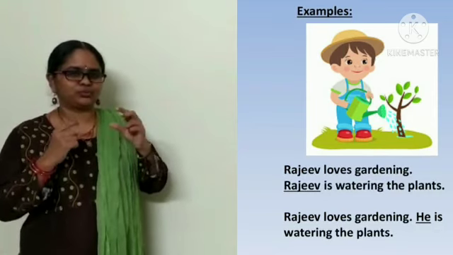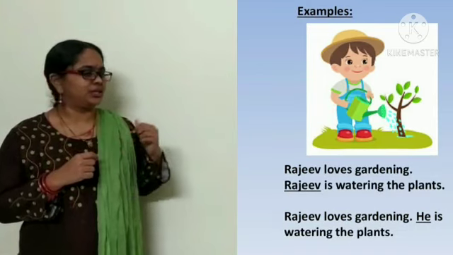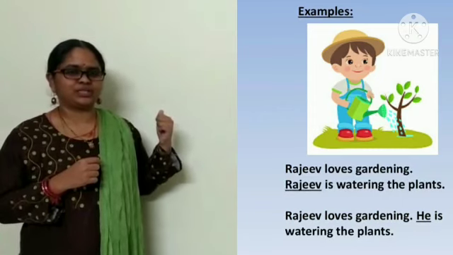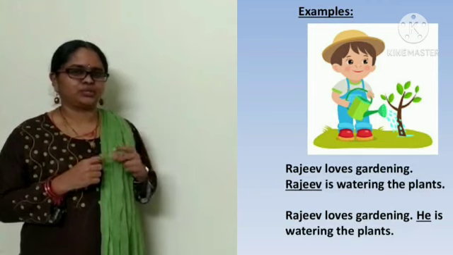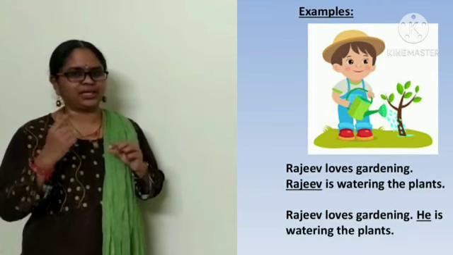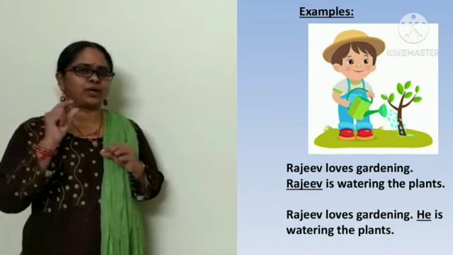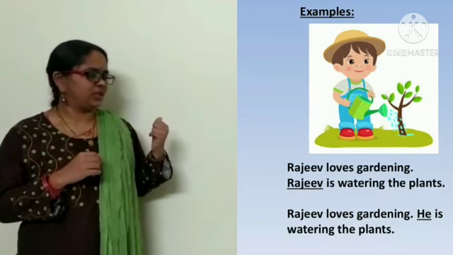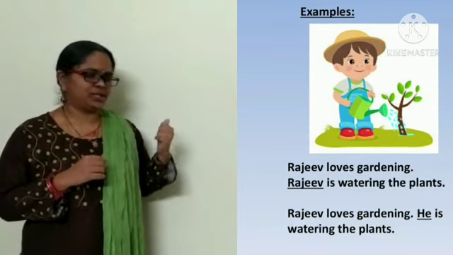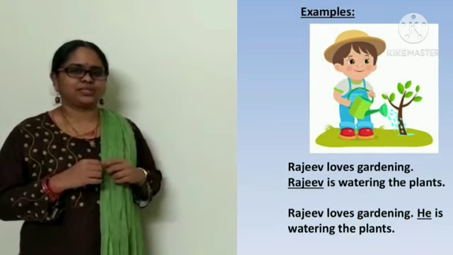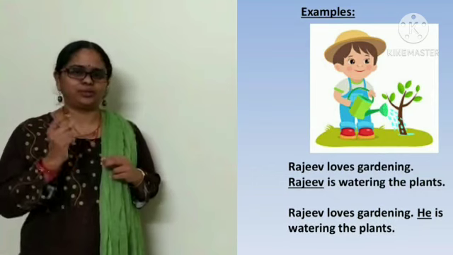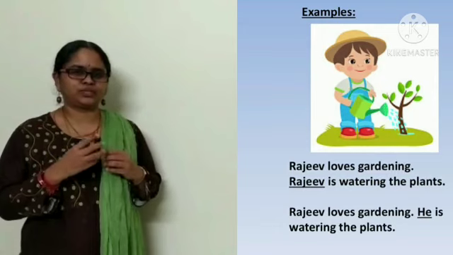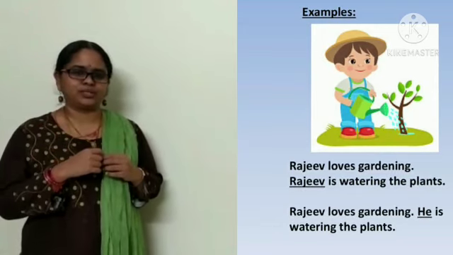What is the difference between these two sets of sentences, children? Yes. In the second set of sentences, you have he instead of Rajiv in the second sentence. So instead of writing Rajiv second time, we have used the pronoun he to replace Rajiv. So we can say Rajiv loves gardening. He is watering the plants. So here he is the pronoun. So generally we use he to represent the nouns which tell about men or boys.